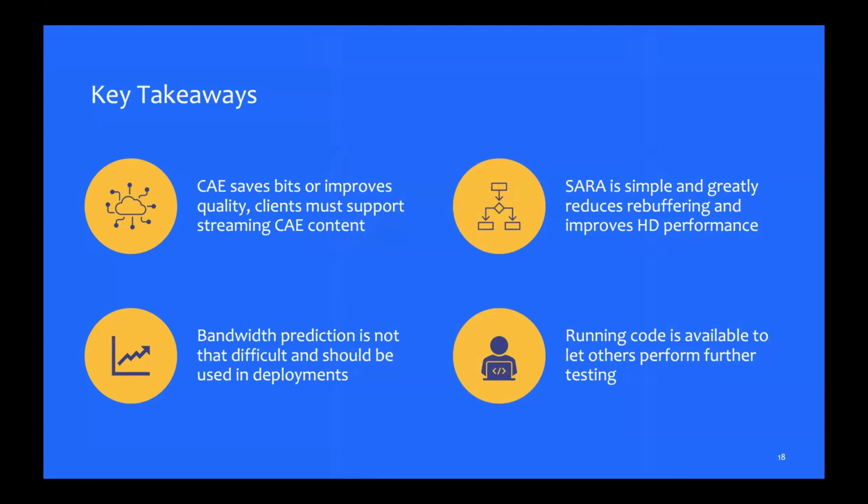Content adaptive encoding saves bits or improves quality. That's a given from the encoding people. And by using the segment size information, we are able to improve the performance in terms of HD quality, as well as significantly less stalling. And the bandwidth prediction is not that difficult. We are able to run it in JavaScript with no really extra CPU usage or anything like that. So I think it should be used by any client.